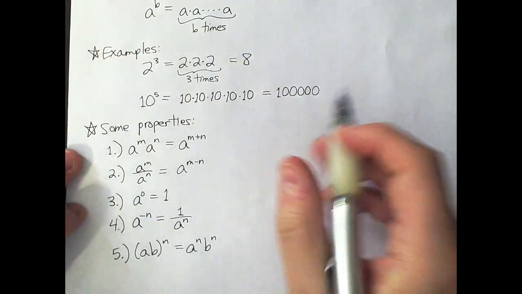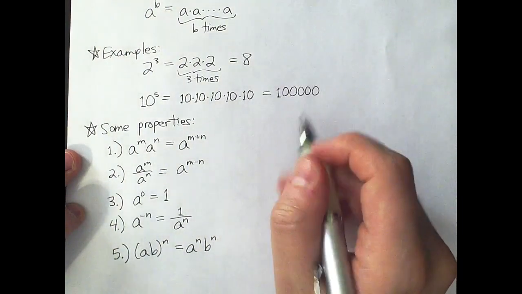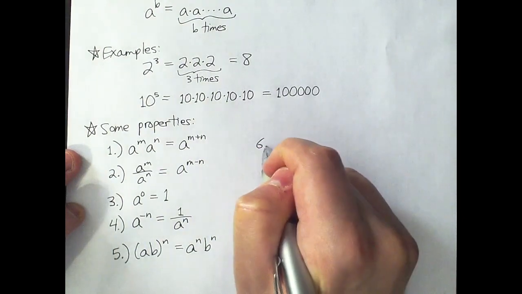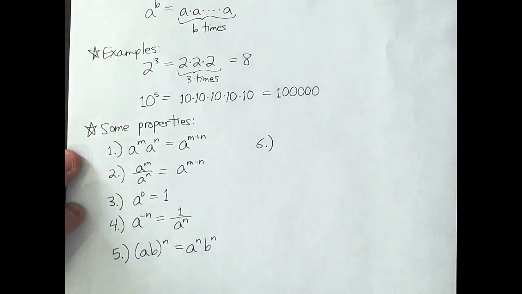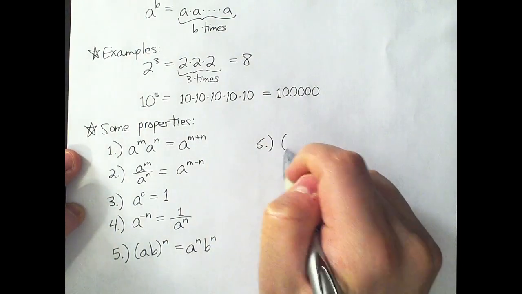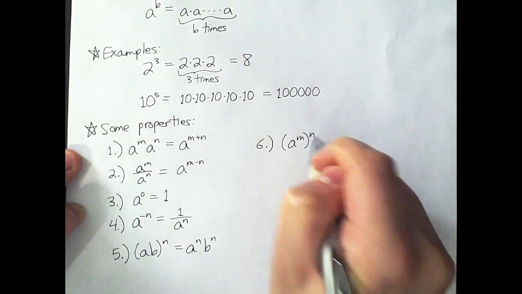I'm going to continue the list up here. I think this list is going to go up to 9 things. So property 6. Property 6 also involves parentheses. It's a to the m raised to the n.